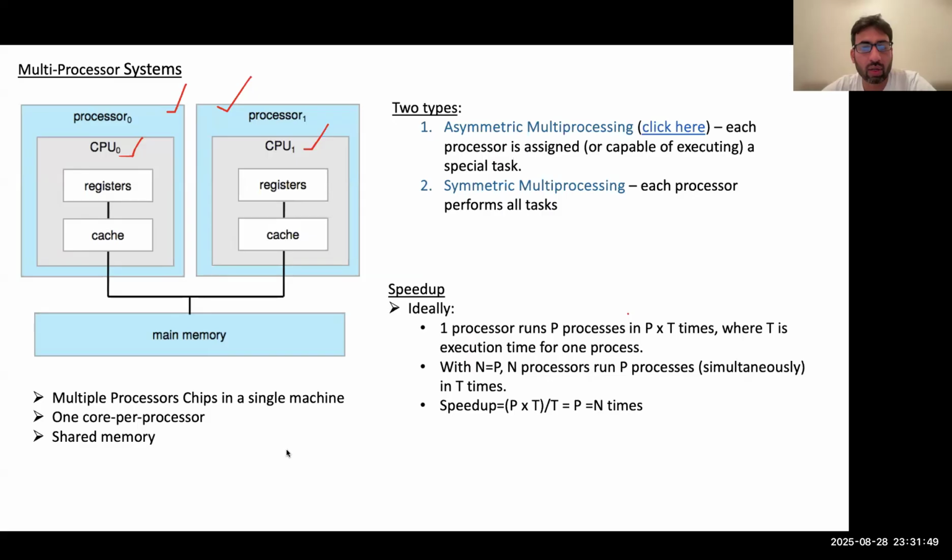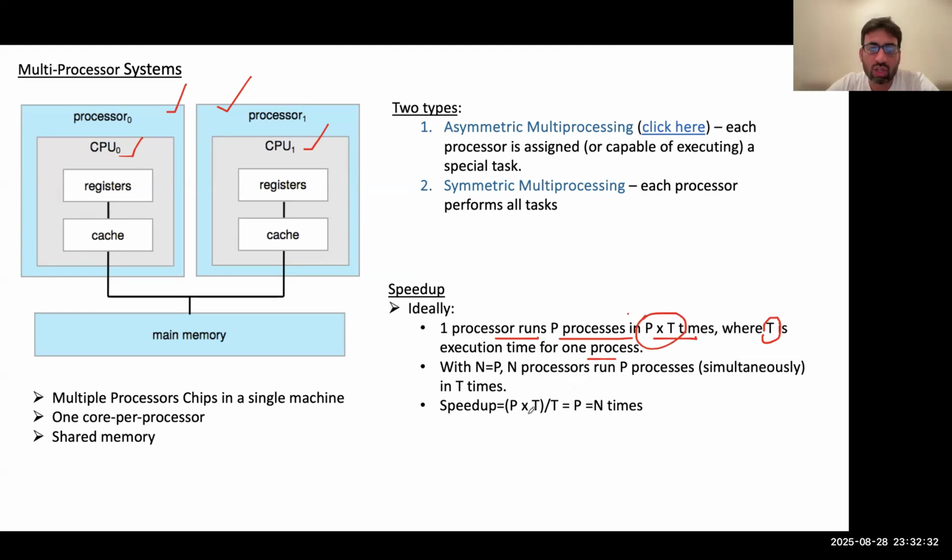So let's have a look at computing the speed up. Let's say we have one processor and it runs p processes or p programs. Let's keep it simple: a program is not exactly a process, but for the time being, let's say a program or application is the same as a process. So let's assume that we have one processor and it can run p processes in p cross t time, where t is the execution time for one process. So if one process takes t amount of time to compute, then if we want to run p processes on that single processor, it will definitely take p cross t amount of time, right?